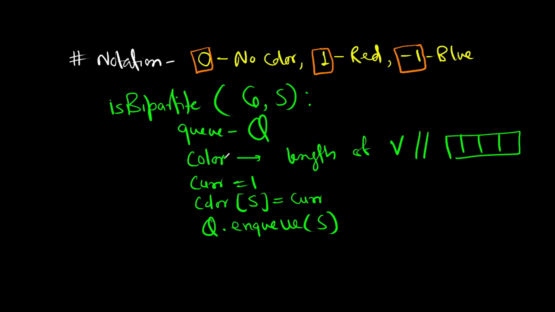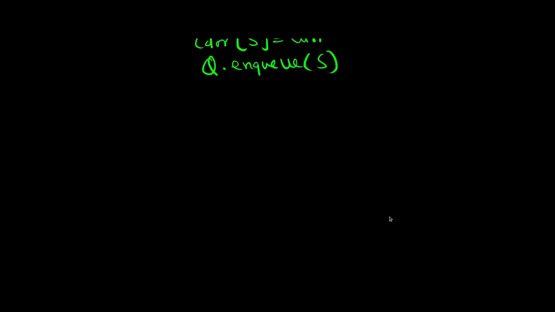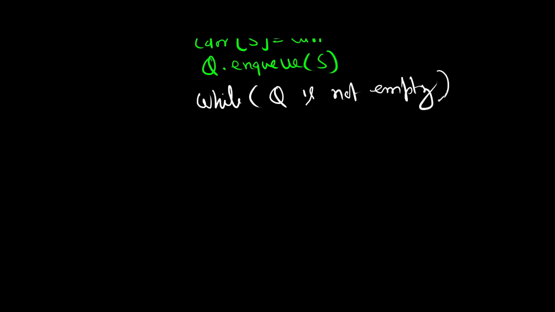So what we have done till now: we have created a queue, we have created an array of v size, we have chosen the color that 1 is red and -1 is blue, and then we have enqueued this particular source node. Clear? Now what we have to do, we'll run a loop here. So take a while loop, and this while loop will come under this. What this loop is doing is basically checking till the queue is not empty. If the queue is not empty, then we'll do something.